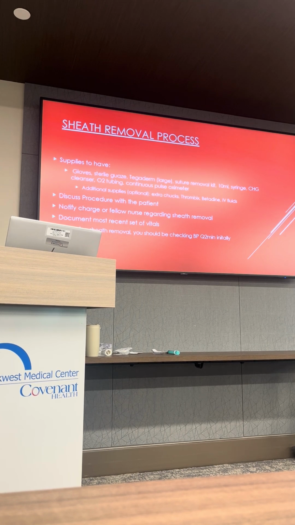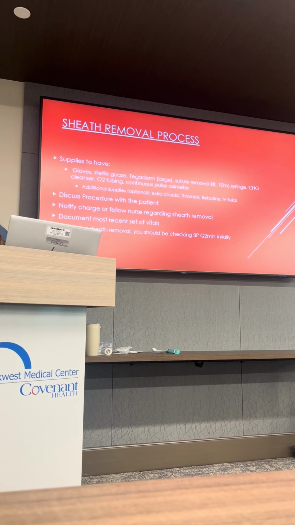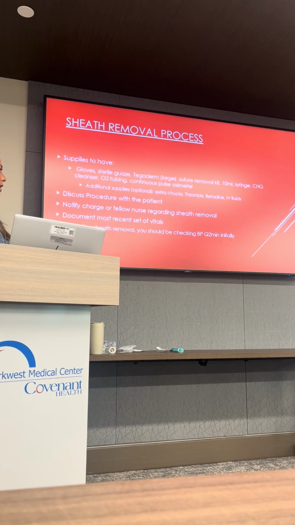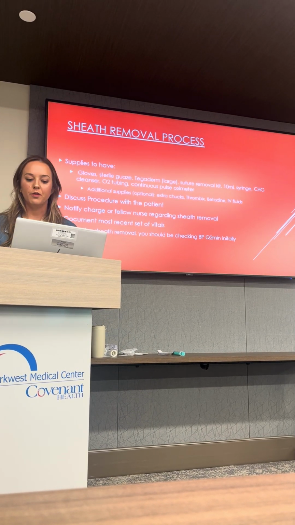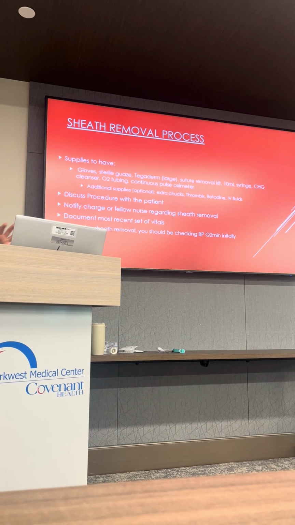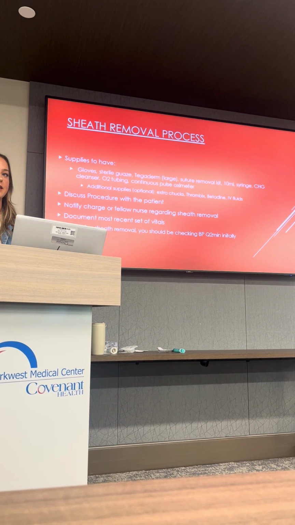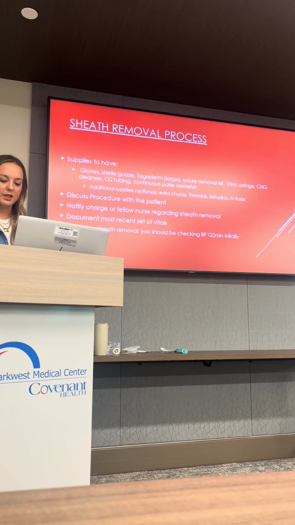Make sure you're documenting your most recent set of vitals. You're also going to want to have those trended on your monitor, so you can pull those over while you're in the actual process of removal. Whenever you first start with sheath removal, make sure you're checking your blood pressure about every 2 minutes, and then you can transition to 5 or 10 after you've gotten everything set. You want to make sure that they're not getting extremely hypotensive while you're in the midst of holding pressure.